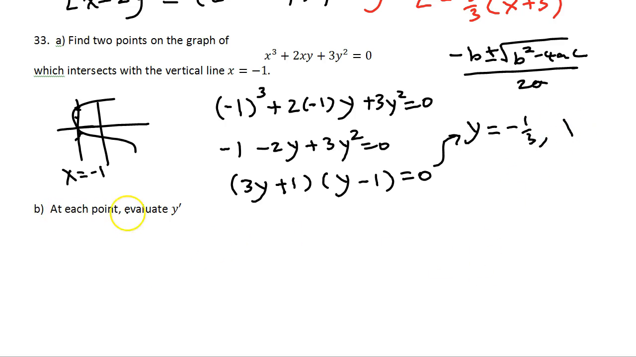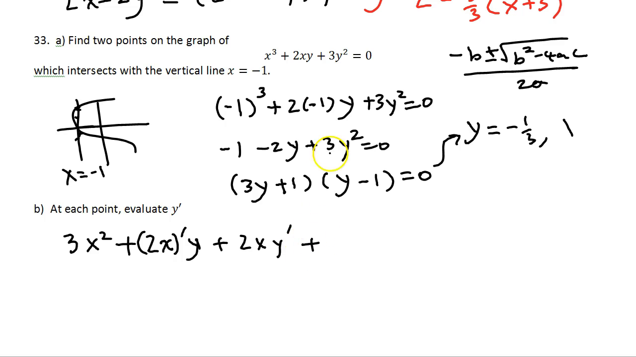Now here it says at each point evaluate y prime. So I have to find y prime. In order to find y prime, I have to again differentiate this implicitly. So let's differentiate that implicitly. If I differentiate x cubed, that's 3x squared. If I differentiate 2xy, I need the product rule, so it's actually 2x prime y plus 2xy prime.